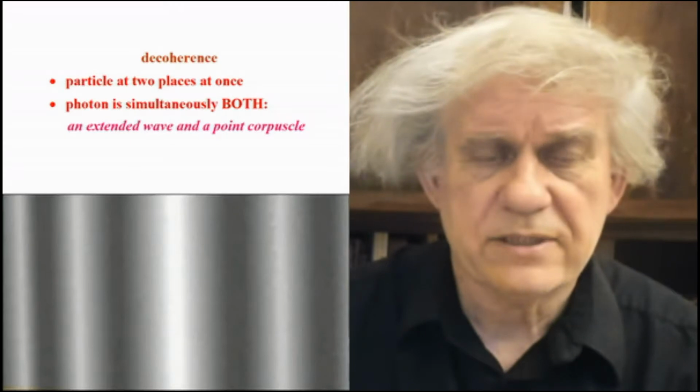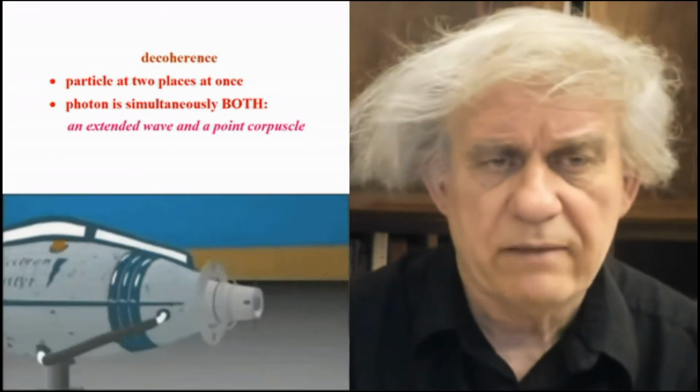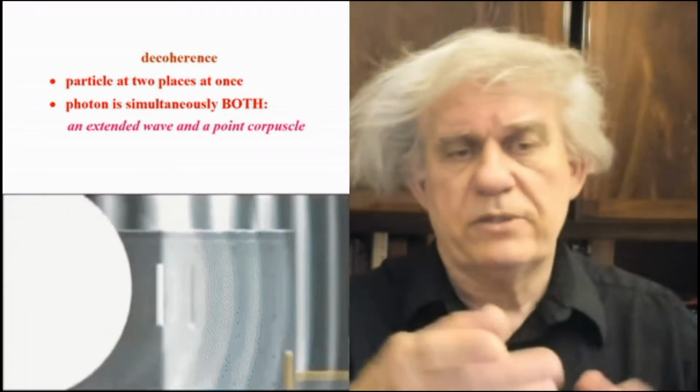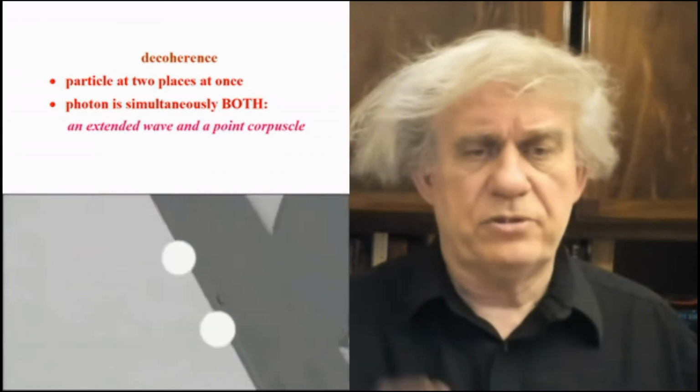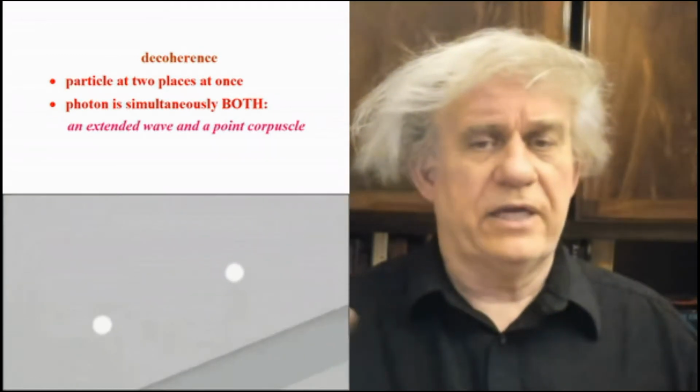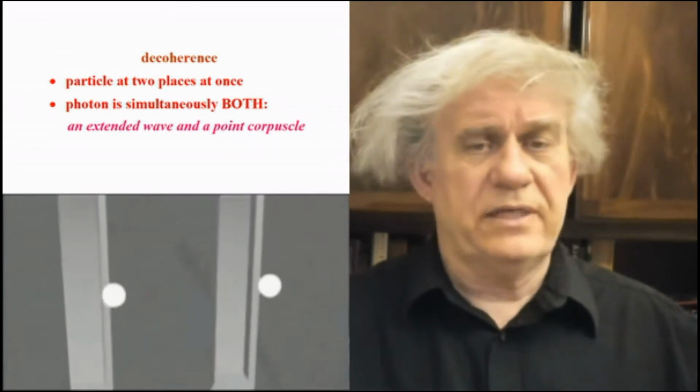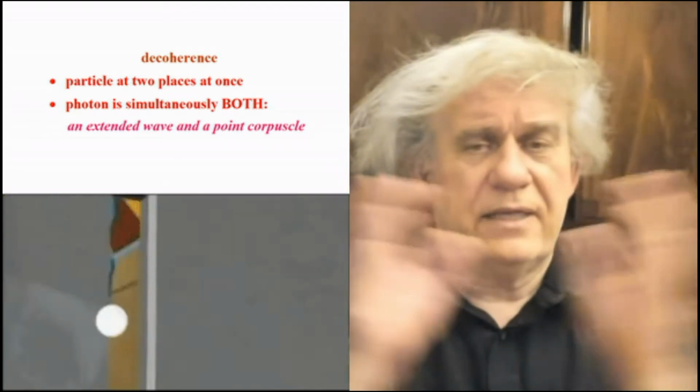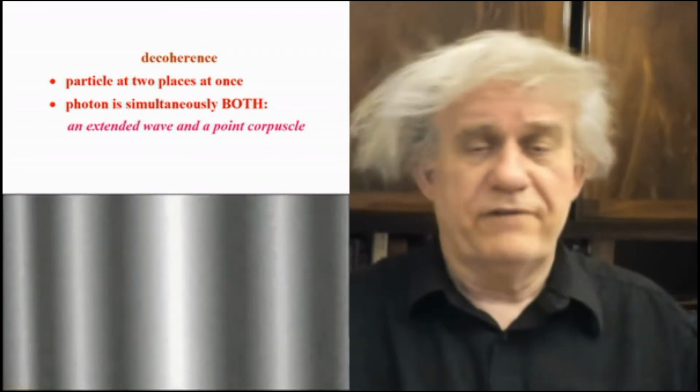Well, we covered the other day decoherence, okay? And so this is briefly what decoherence was all about. Particle at two places at once. And they always use this slit experiment. You shoot one ball, and the ball is at two places at once at each of the two slits. And then they come together somehow and they make the fringes.